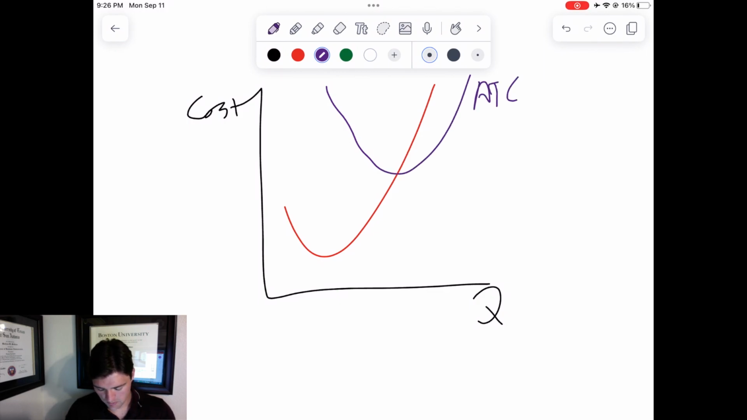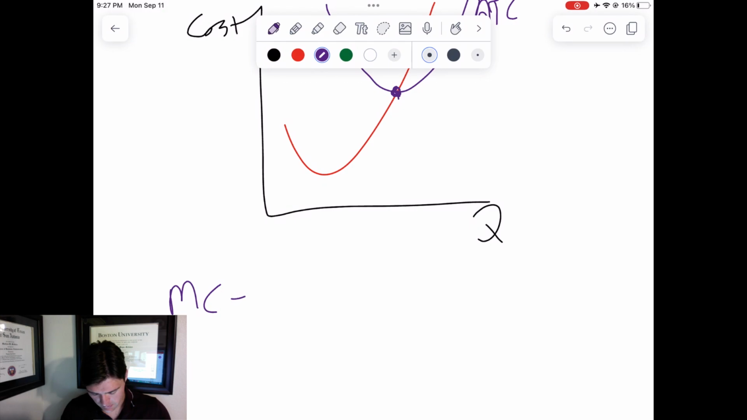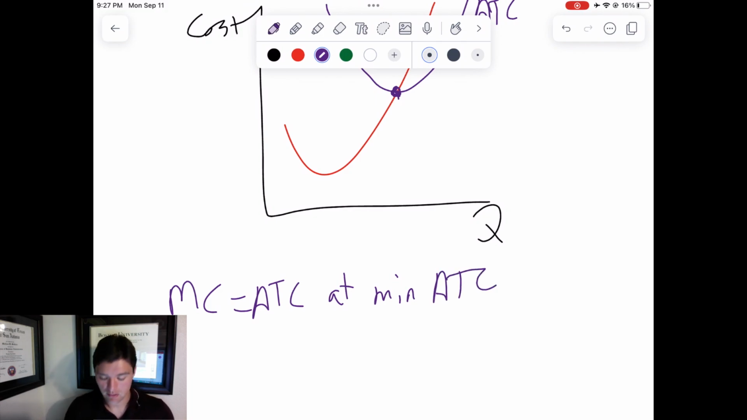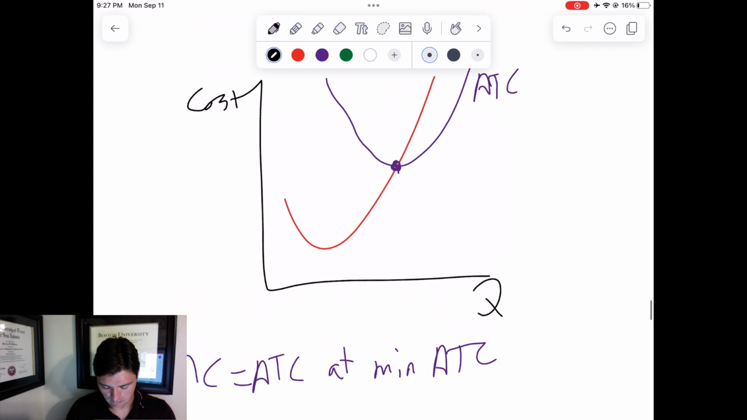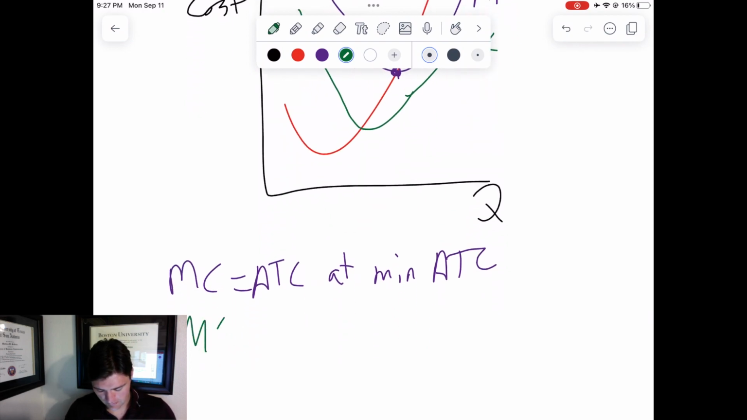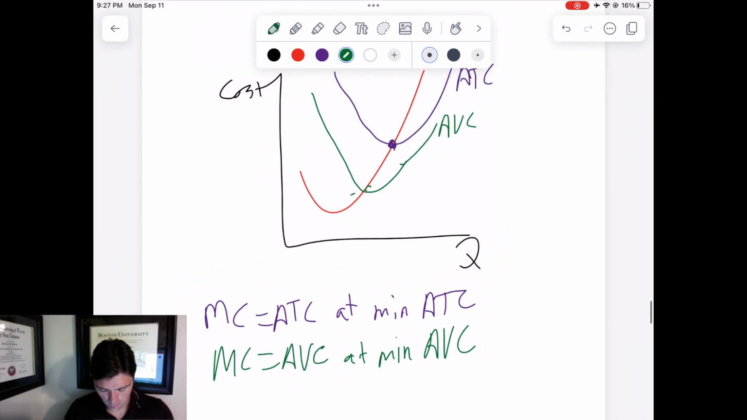The minimum average total, that's where we equal the marginal cost. So marginal cost equals the average total cost at the minimum ATC. Same thing goes with the average variable cost. So again, we're going to have the minimum. So MC equals AVC at the minimum AVC. Okay, so that's where they happen. At the minimum points there, that's where they're equal every time.